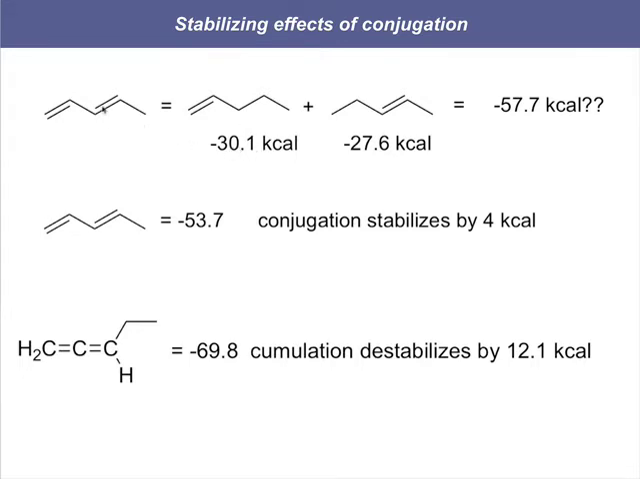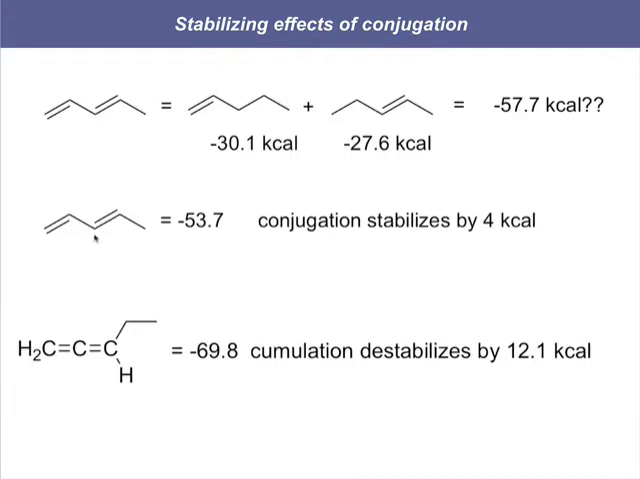And the other double bond is disubstituted, so it should have a heat of hydrogenation of 27.6 kcal. That means that the total heat of hydrogenation for both of these double bonds combined should be 57.7 kcal. But in reality, it's 53.7 kcal. This molecule is more stable than it should be by 4 kcal of energy.